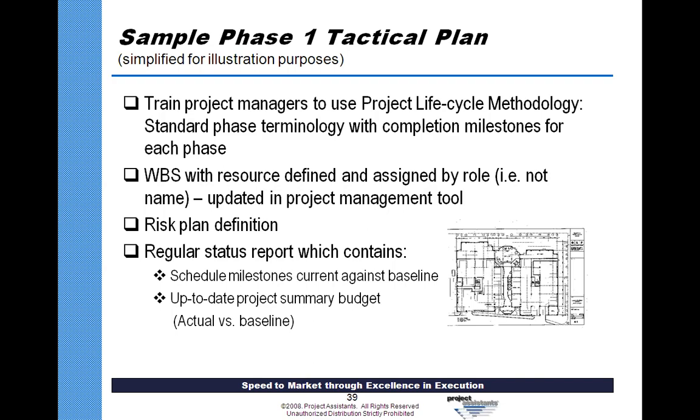The other thing we have is a tool example. That's a process example; a tactical plan might also address tools. In a tool example, we might say the work breakdown structure has to have resources defined and assigned by role but not by name, and it has to be updated in the project management tool. You'd probably have a frequency in there. There has to be a risk plan identified, and a regular status report which contains scheduled milestones that are current against baseline and an up-to-date project summary budget. We use this phase 1 tactical plan because it's a meaningful starting point for an organization that doesn't have standards. I'm going to turn it back to Jan.